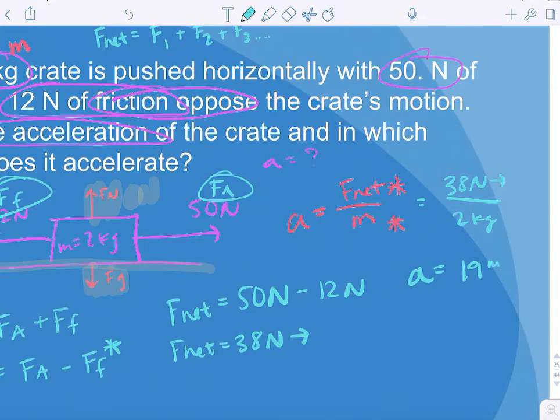So I get an acceleration of 19 meters per second squared, but which way is that acceleration occurring? Always in the same direction as the net force. Those are directly related to each other. So the acceleration will be in that same direction.